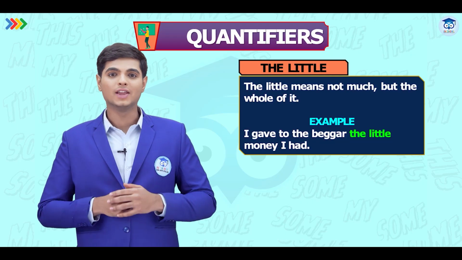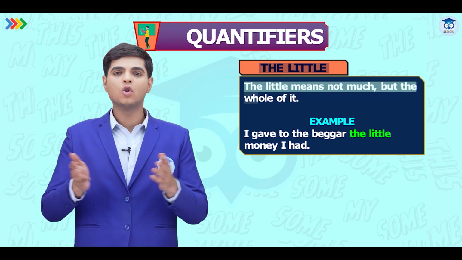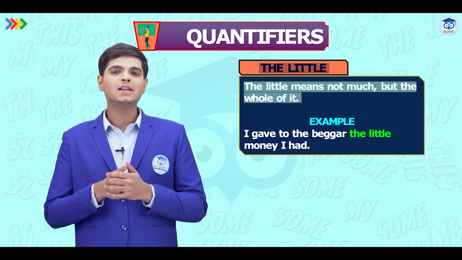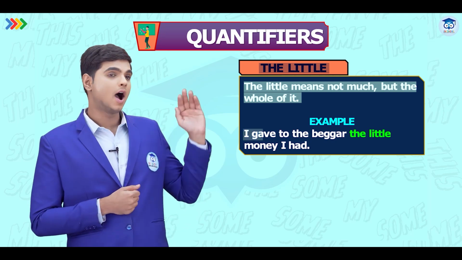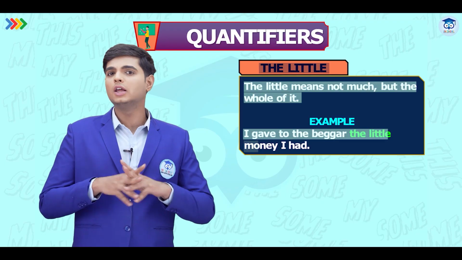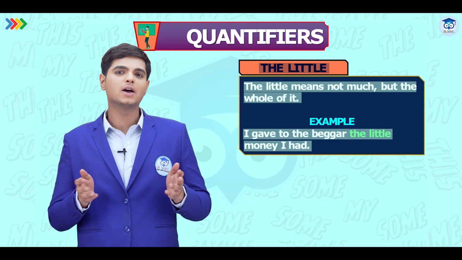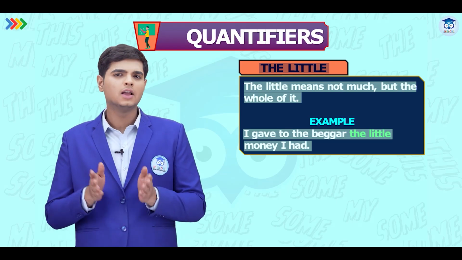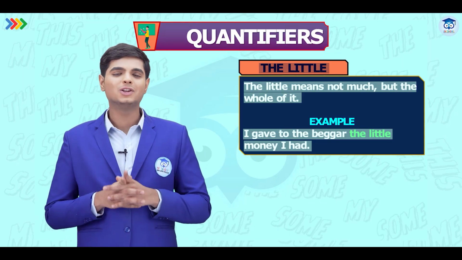And finally, we have the little, which means not much but the whole of it. It refers to a known small quantity that is being completely considered. For instance, in the sentence, I gave to the beggar the little money I had. The speaker gave away all the small amount of money they possessed. These three forms, little, a little, and the little, look similar but have very different meanings depending on the context and tone.